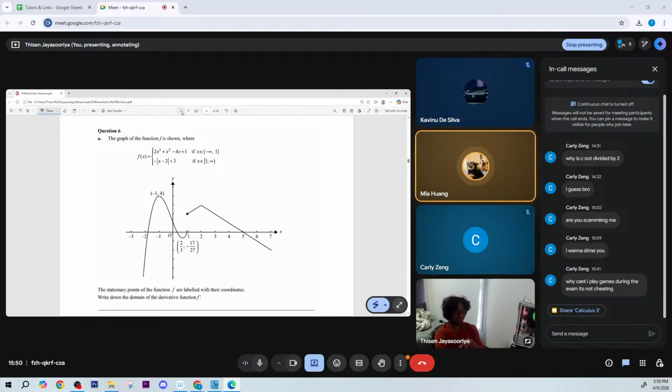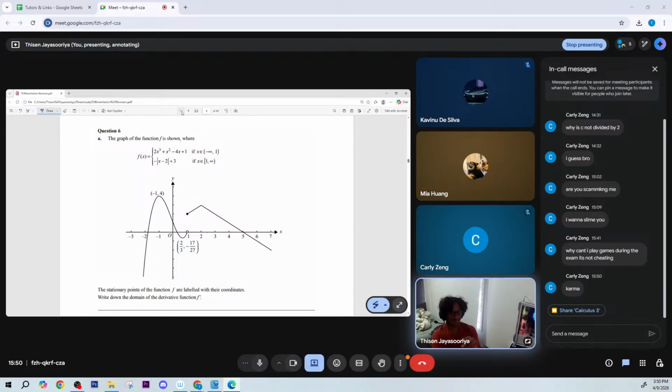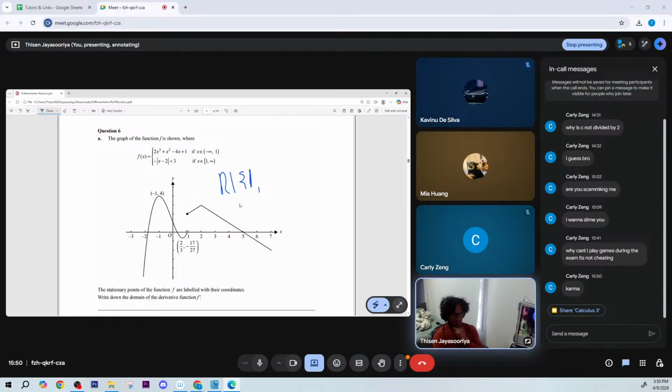Write down the domain of the derivative function. Oh, I don't want to do that. So where is the domain not inclusive? At x equals 1, yeah, so all real except for 1 and 2. Does that make sense for everyone? It's because here, this is a point of discontinuity and this is a sharp point.